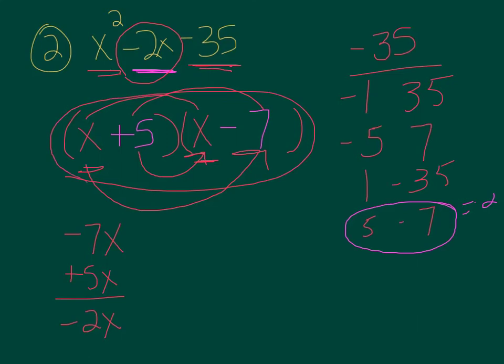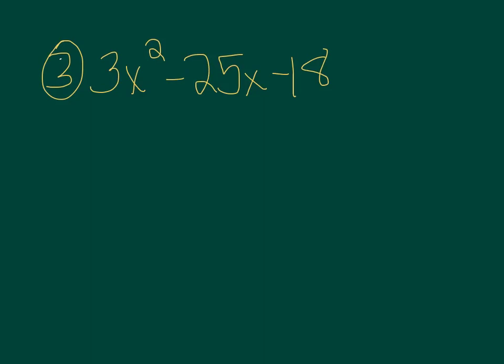Now we have a leading coefficient here. If you look up here, this leading coefficient is a 1, which makes this problem a lot easier. All right, so let's try another one. Now this is a little different because this leading coefficient is a positive 3x squared. So let's go ahead and start our two parentheses.